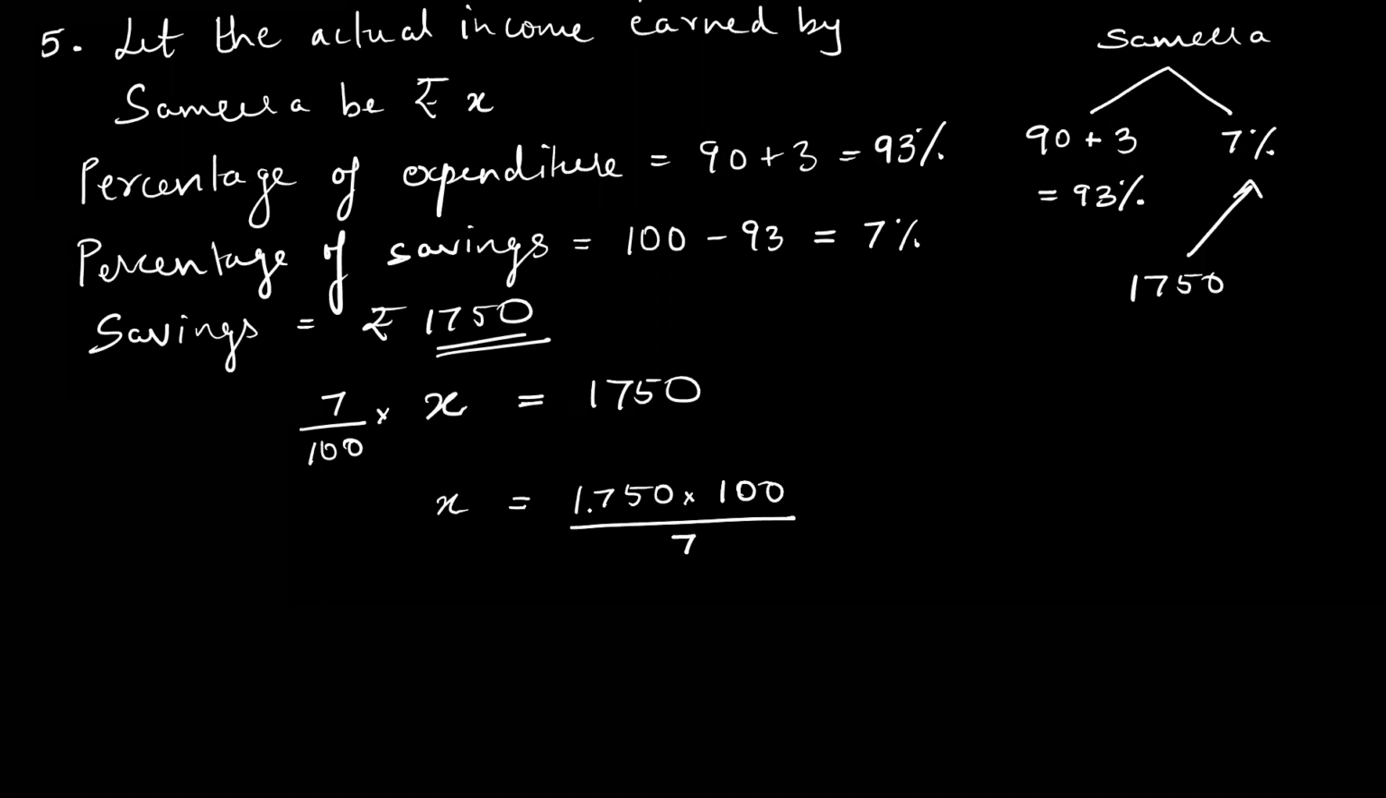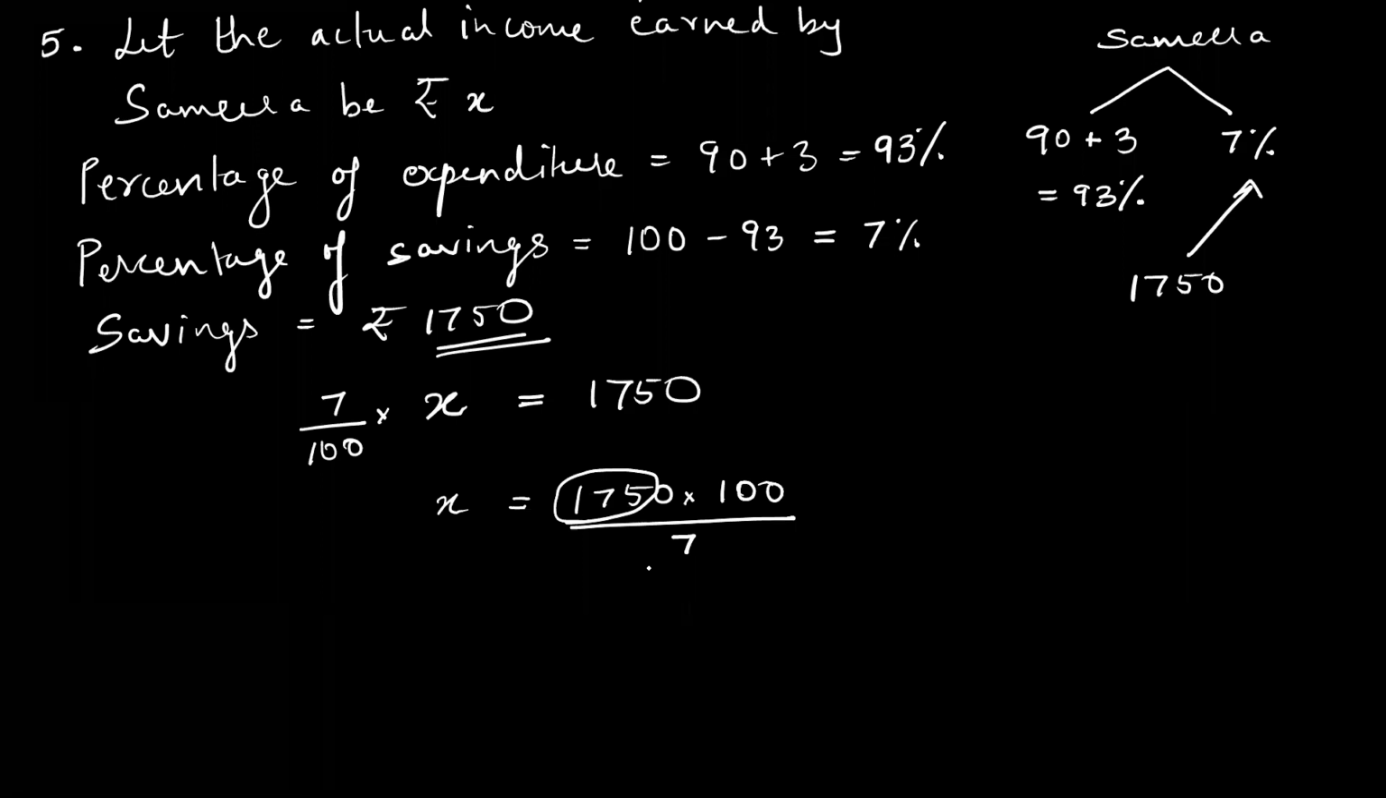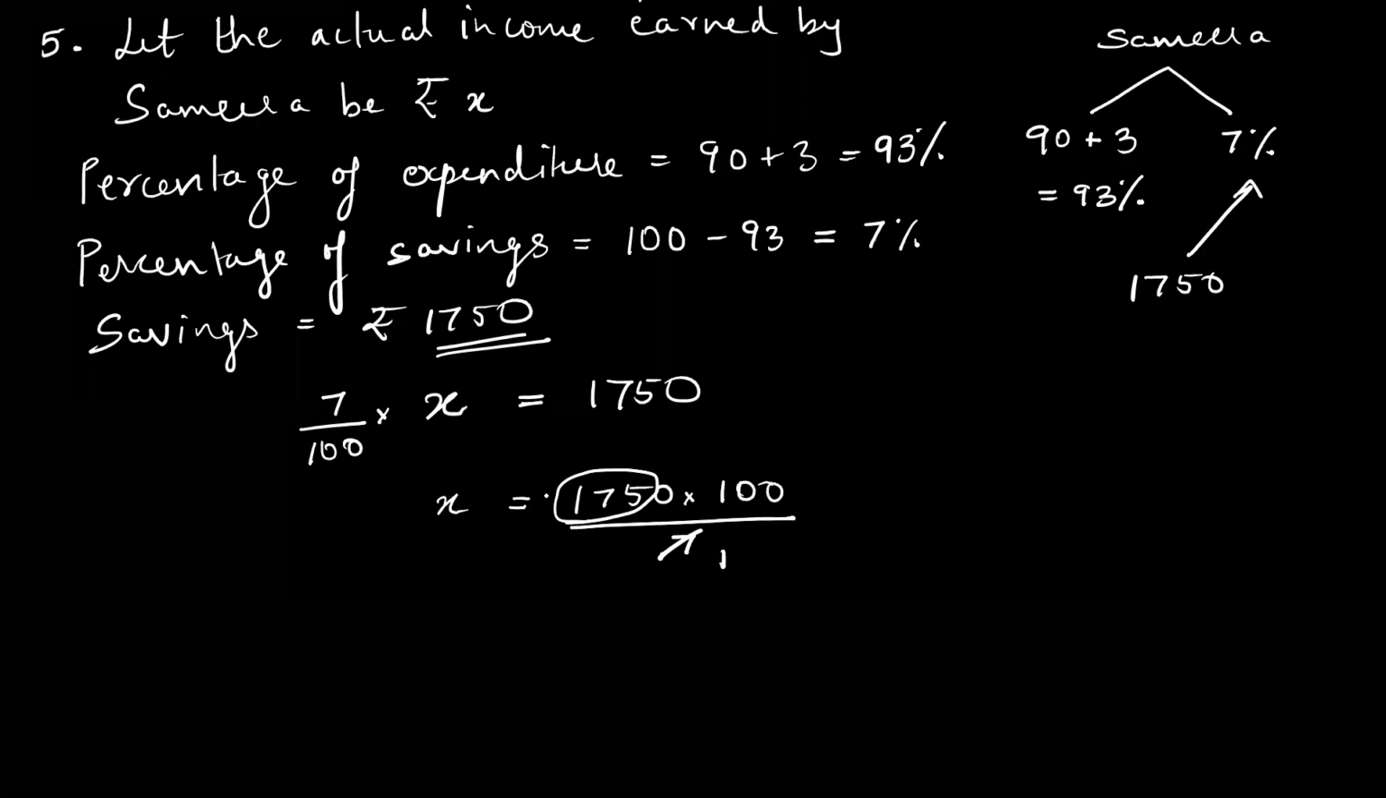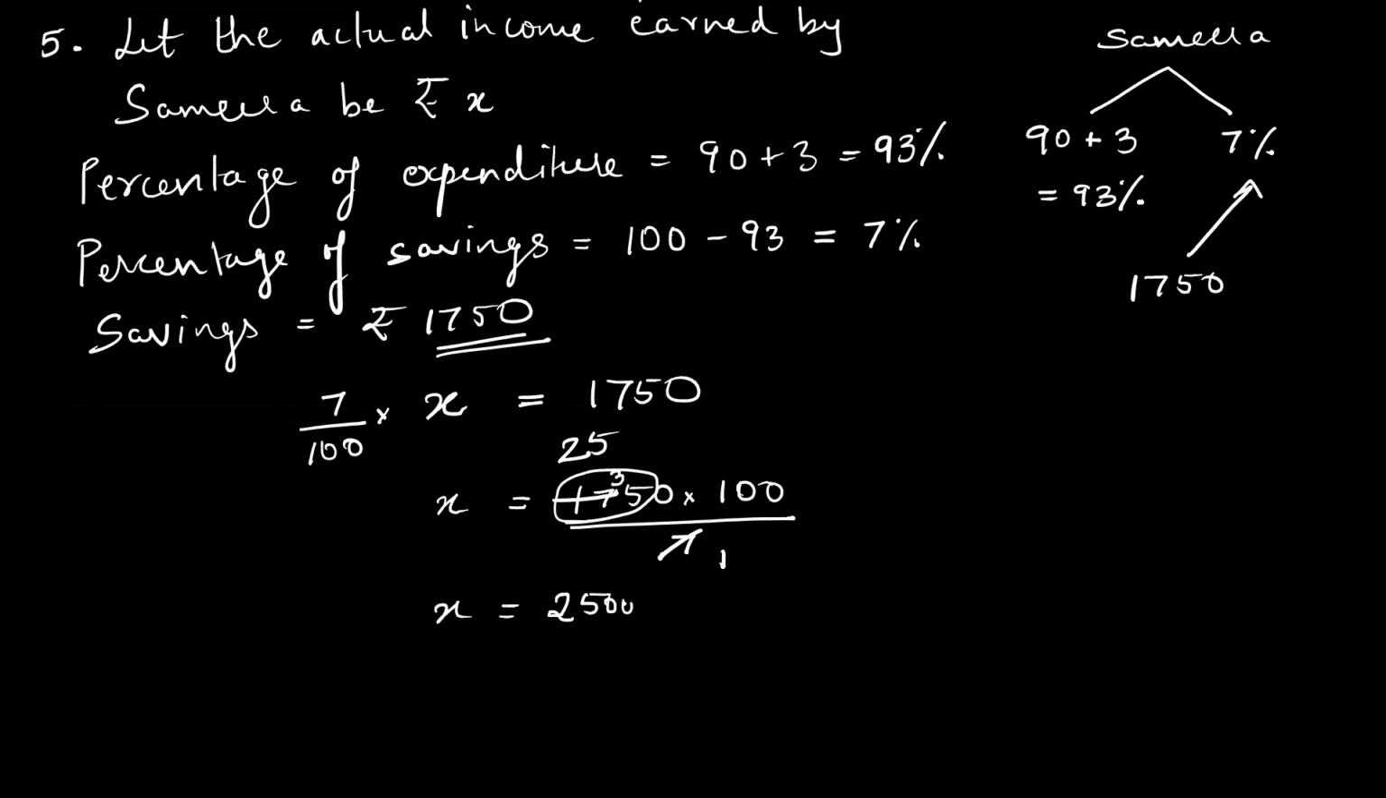Check, does 175 cancel with 7? Yes sir, 25. Correct. 7 ones are 7, 7 twos are 14, 14 the 3 carry forward, so 35. 5 sevens are 35. So X is equal to how much? 250 into 100, which is equal to 25,000.